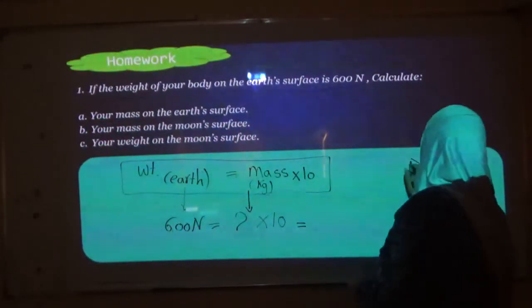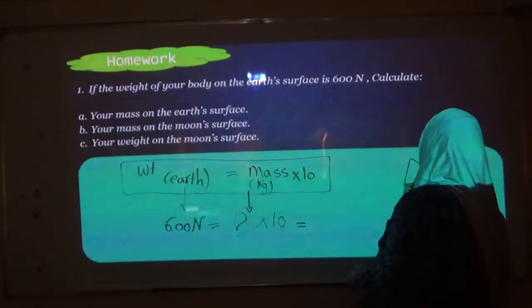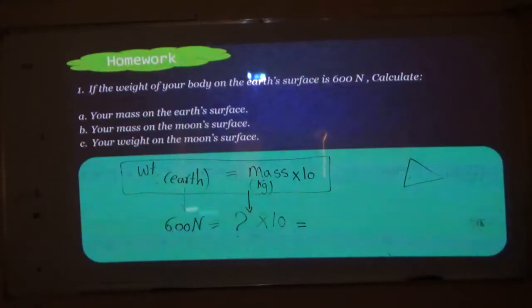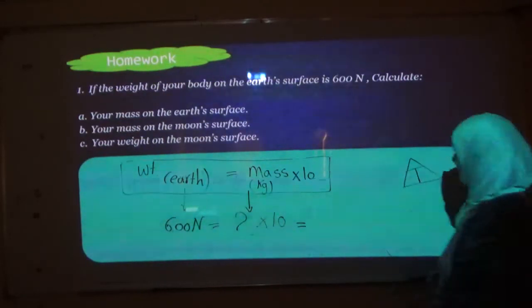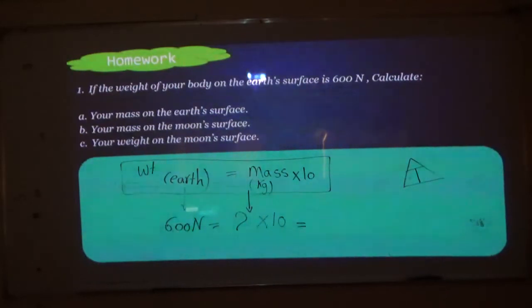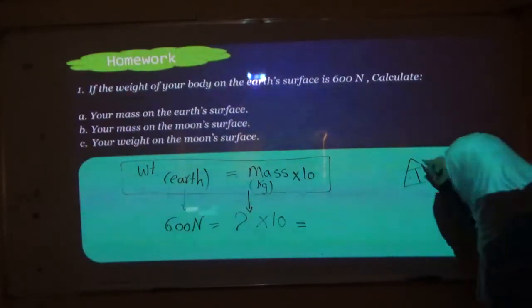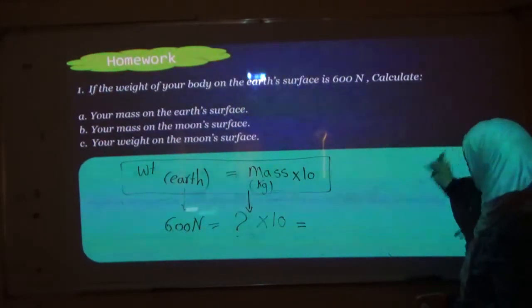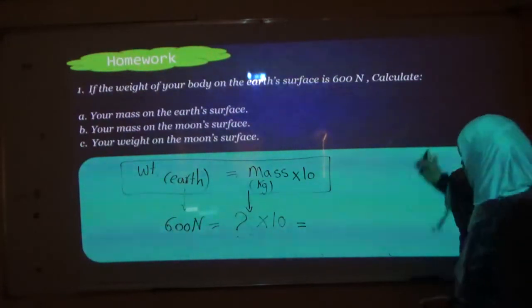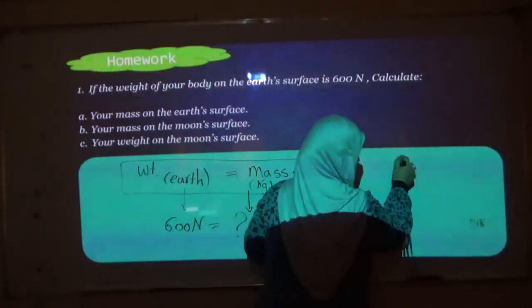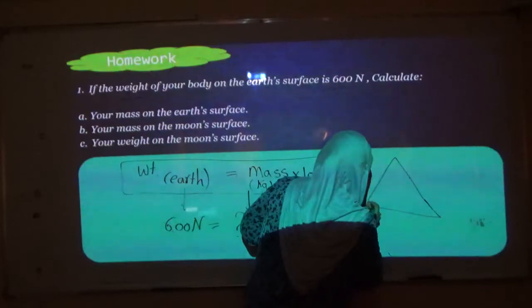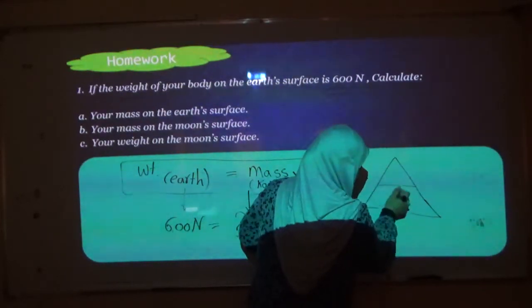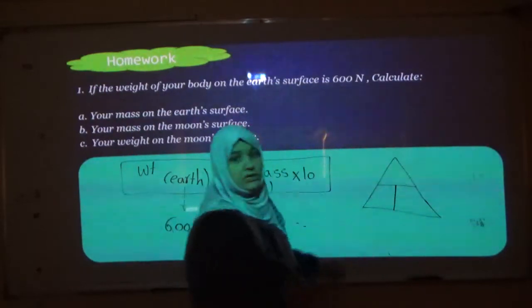Let me tell you about a very simple way to answer this question. We have something called the magic triangle. The magic triangle is a very simple way to answer this question. We have the weight on the earth equals mass multiplied by 10. I'll make it bigger to be more clear. Here I have a triangle. I know this is your first time to answer this question, so please pay attention with me. We call this triangle a magic triangle.